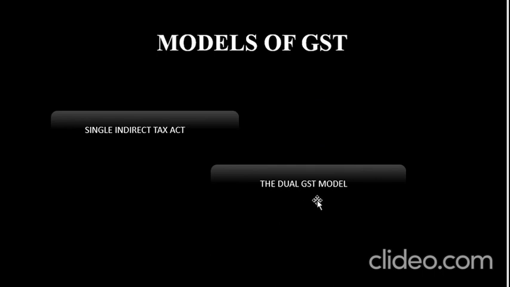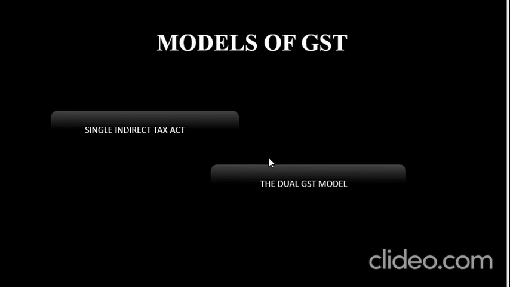Next, the dual GST model states that administration power is given to the center as well as the state government to administer GST. GST will extend to all of India, including Jammu and Kashmir.